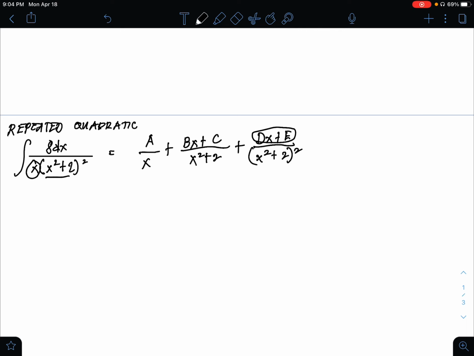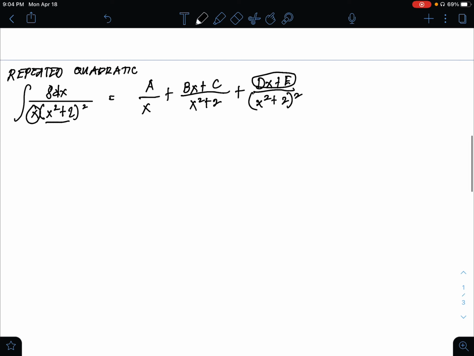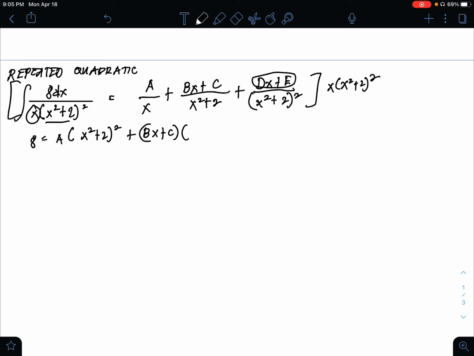Okay? So, to solve this one, multiply it with its x times x squared plus 2 squared. So that is 8 is equal to a times x squared plus 2 squared plus bx plus c times x times x squared plus 2 plus dx plus e times x.